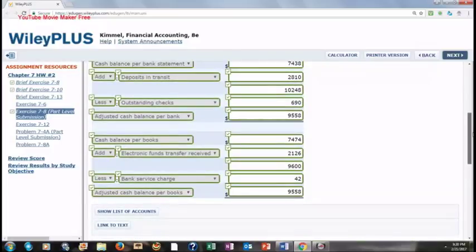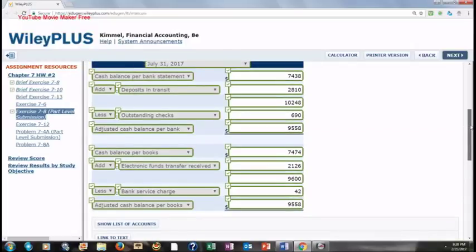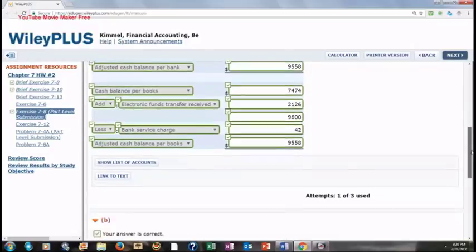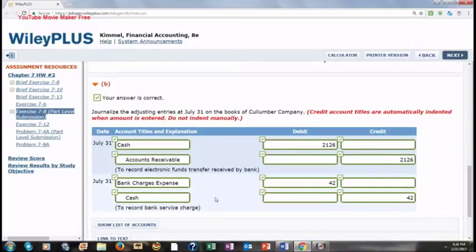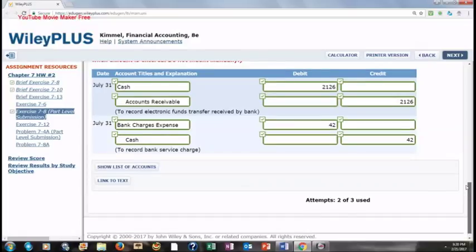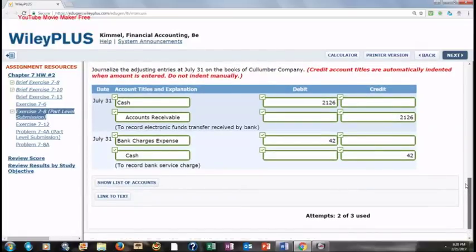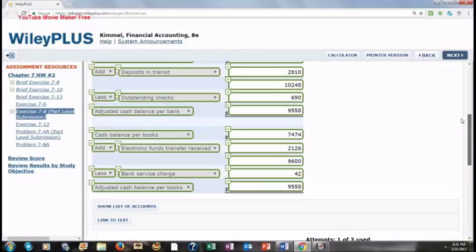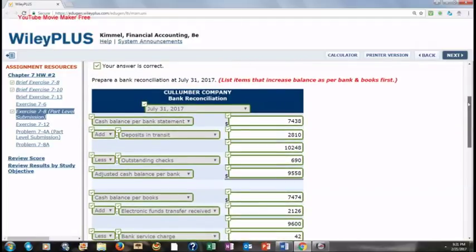The next thing that we had on our bank statement that wasn't on our records was a bank service charge for $42. So we're going to come down here, and we have a bank charges expense. We're going to debit that for $42, and we're going to be paying that out of the cash account, so that's going to be credited $42. And that takes care of this exercise 7-8, reconciling our bank account.